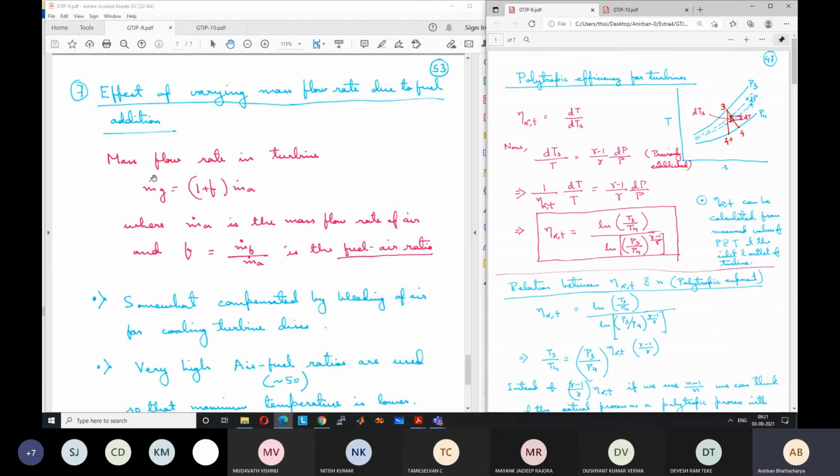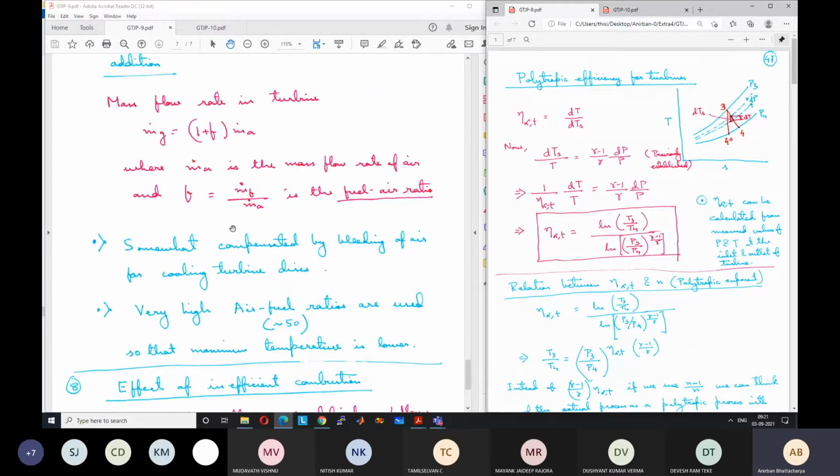This new mass flow rate is written as m dot g. These are standard symbols. Don't use arbitrary symbols, like m dot 1, m dot 2, something like that. Use the standard symbols, because then everybody understands the meaning. So m dot g is equal to (1 plus f) m dot a. So around 2% increase in mass flow rate will occur because of the injection of fuel.